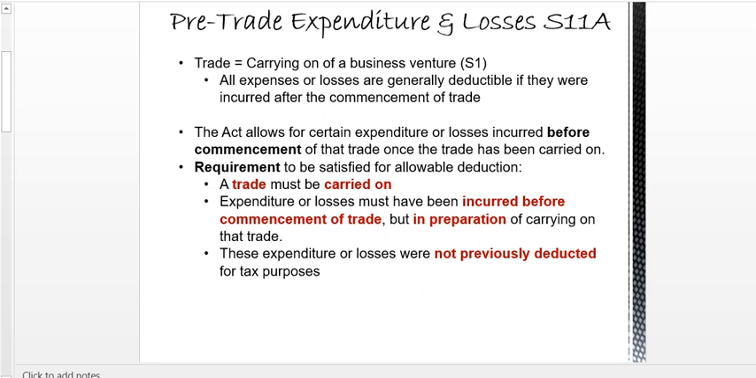Okay, so we're going to go through an example a bit later, well, a question a bit later, which deals with this. But what this section basically says is that you may deduct any expenditures or losses made before the commencement of a trade if it's in the preparation of carrying on a trade, and if you have not deducted any of these expenditures or losses previously.